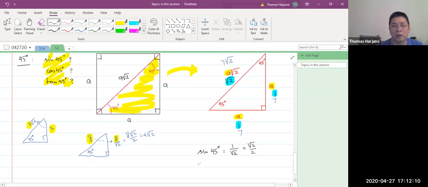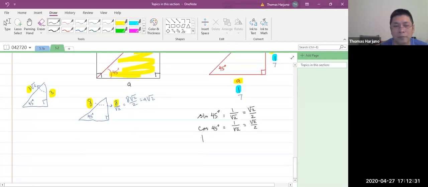In fact, you will see cosine 45 degrees is also the same value, because it will be adjacent over hypotenuse, but the adjacent is the same as the adjacent for sine. So it should give us the same value too. While tangent 45 degrees is 1 over 1, which is just 1.